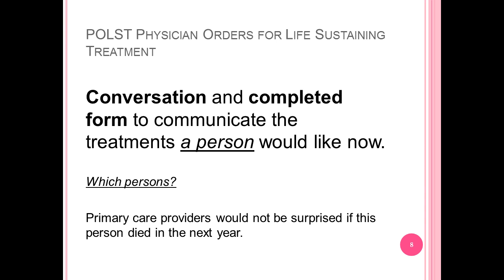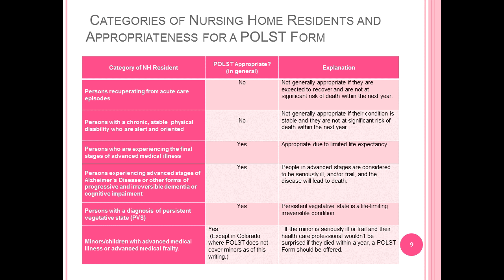So that's why we want to focus on the people who are going to be the more long-term residents, and then also who we would not be surprised if they passed away in the next year. So this is a graphic that we have in our toolkit that tries to make it a little simpler for people to understand who exactly we're talking about. So this is just some quick examples of who would be appropriate and who would not be appropriate.